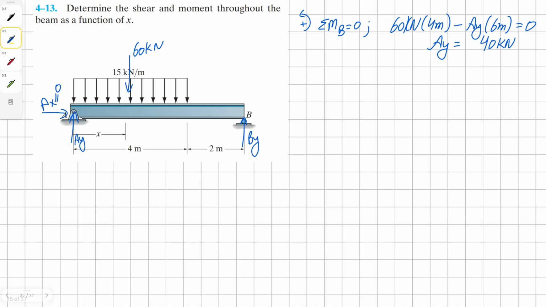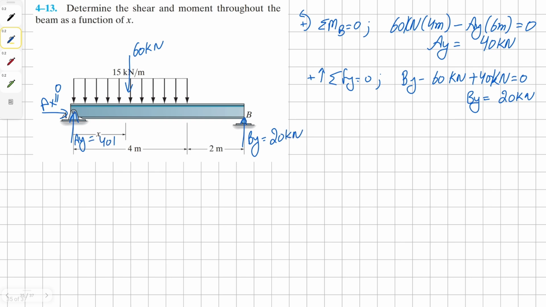Now we can sum the forces in y direction to find our solution for BY. So we can have BY, negative 60 kilonewton and positive 40 kilonewton, all equals to 0. Solving for BY, we get our solution as 20 kilonewton. Now that we have all the required values, we know that this beam needs to be divided into two regions. One will be 0 to 4, the other one will be 4 to 6.